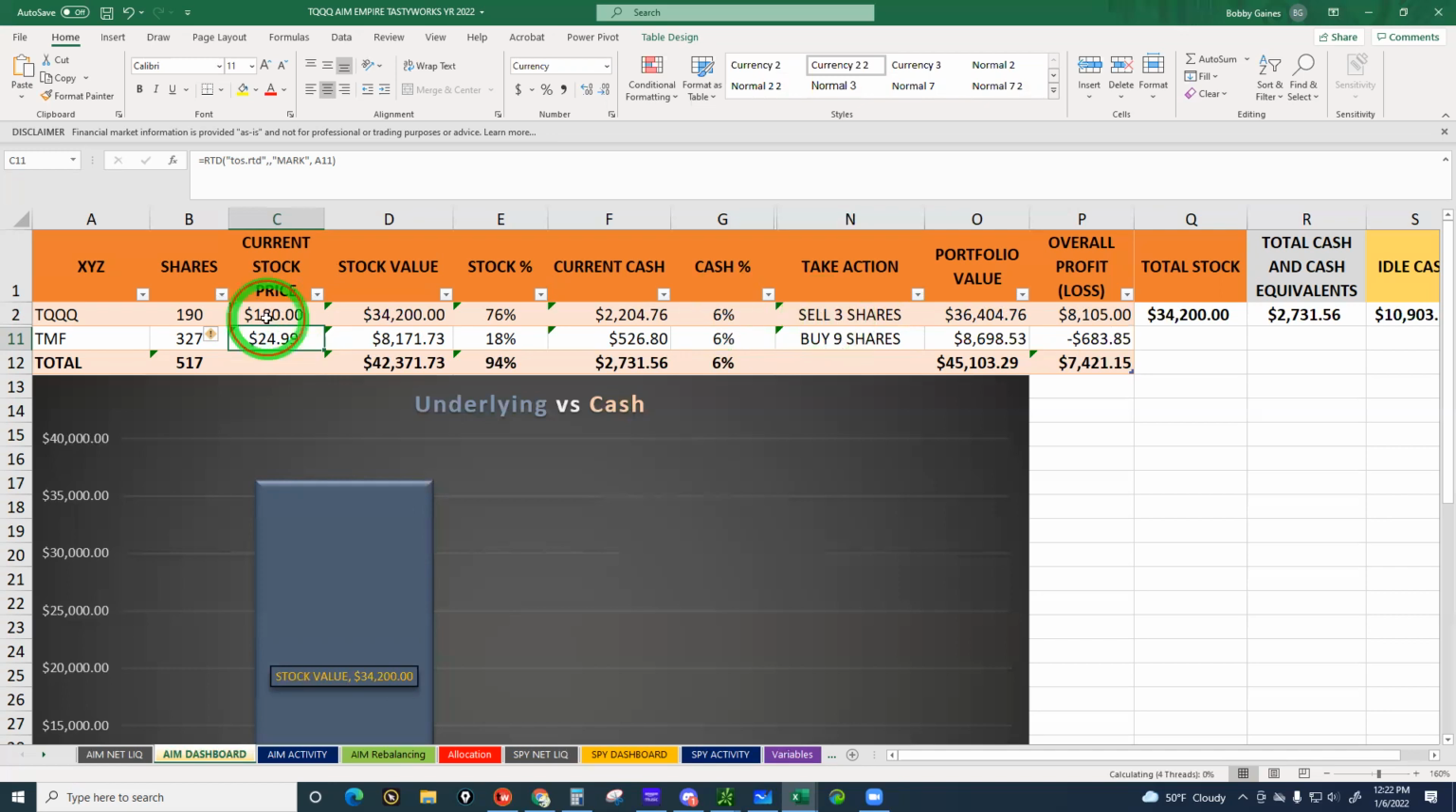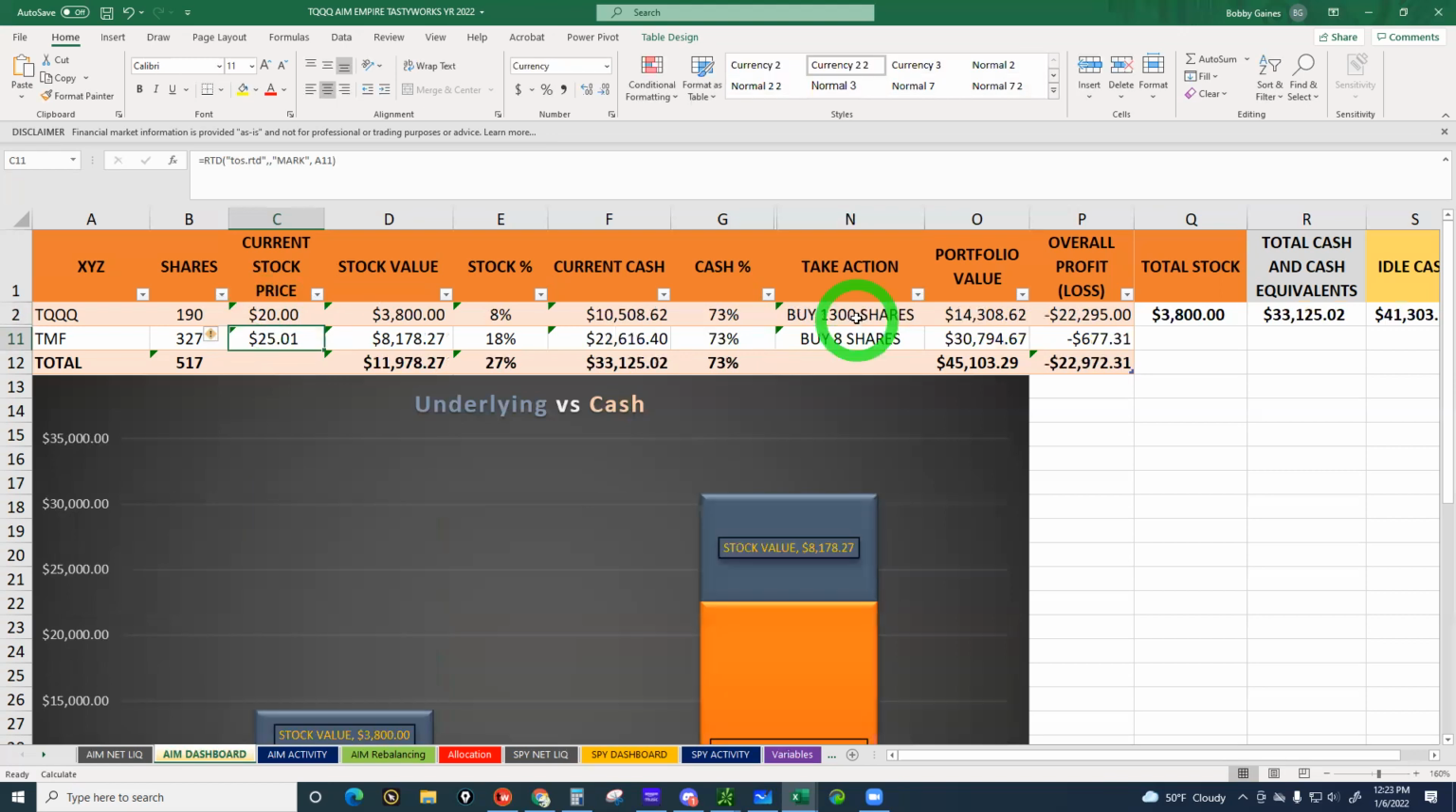What if TQQQ dropped to 20? We're going to buy 1,300 shares of TQQQ. Now, if it went down to 20, you're going to be losing a lot of money too. So you've got to just keep that in mind. I'm at 70%, 20%, and 10% cash. What are you? It depends on your risk tolerance.